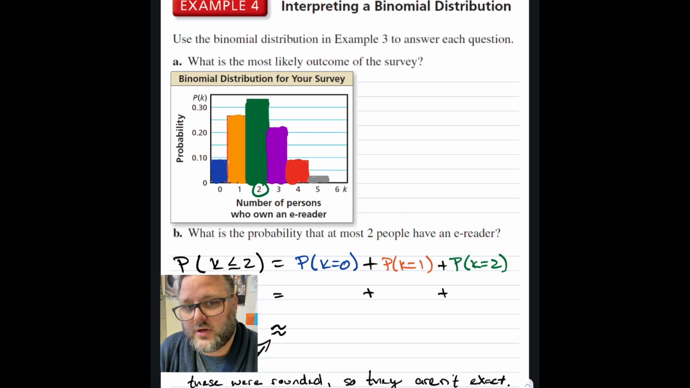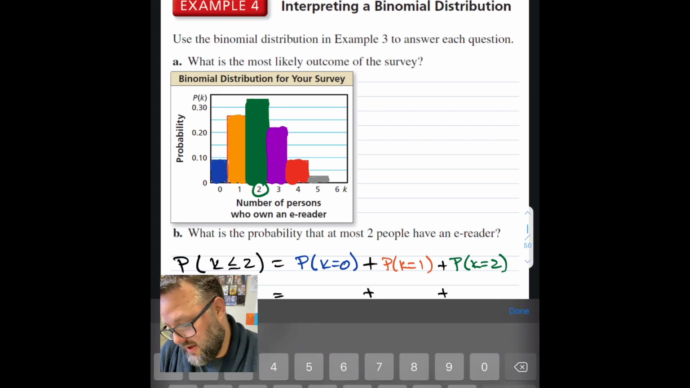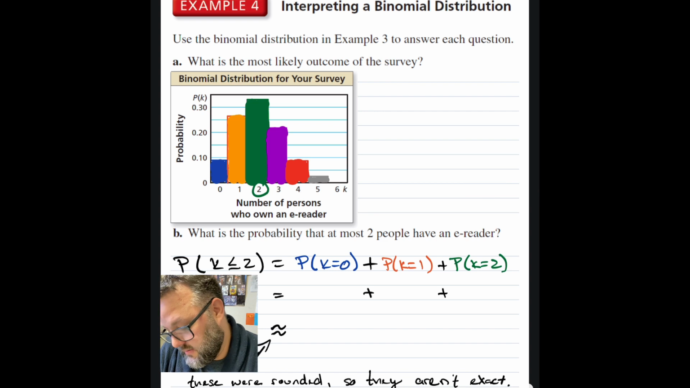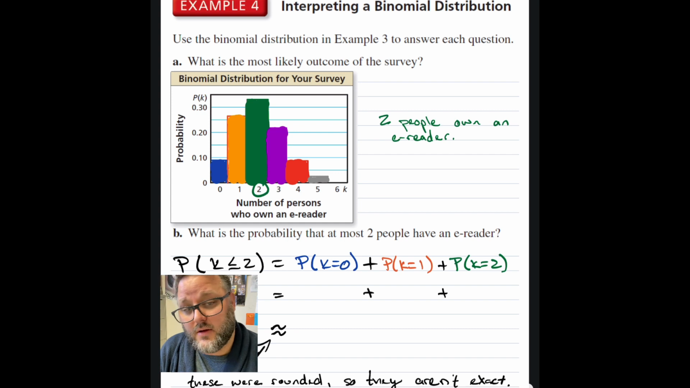I know I can look at the numbers themselves, or I can just look at the height of the bar graphs. In this case, it's a histogram, just so we're clear. I called it a bar, but it's a type of bar graph. It's specifically a histogram. Anyway, back to this. I know my tallest is 2, so that means what is the most likely outcome of the survey? That 2 people own an e-reader. That is the most likely outcome of this survey.